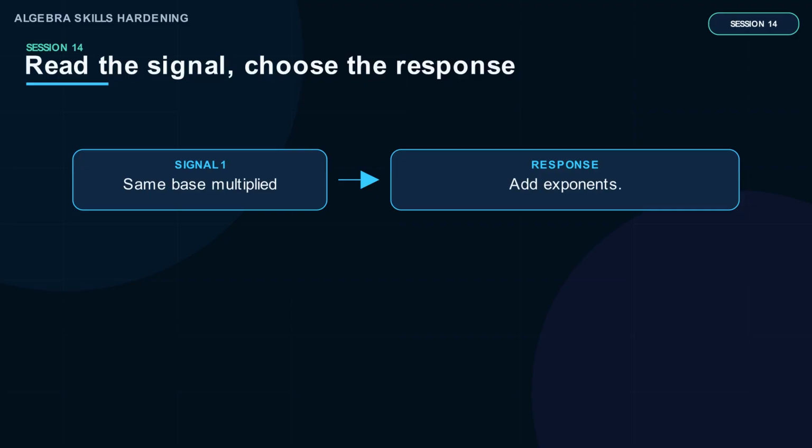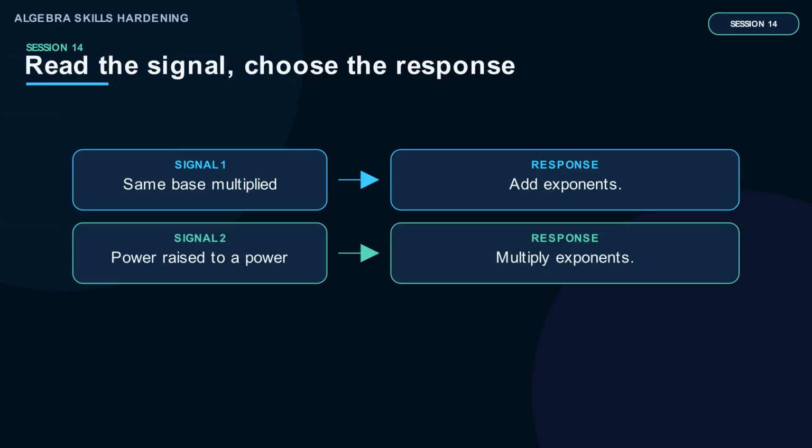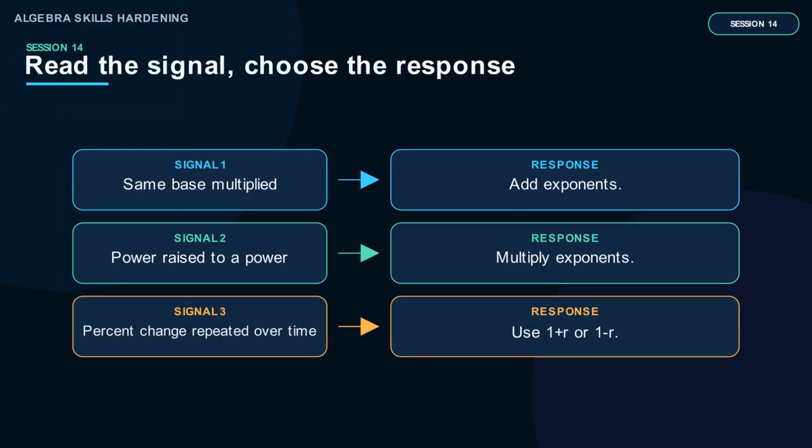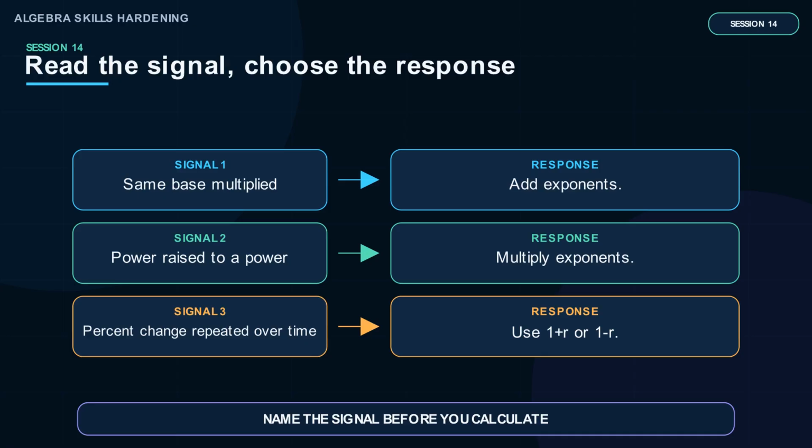Signal 1 is same base multiplied. Respond by remembering to add exponents. Name the response before calculating. Signal 2 is power raised to a power. In that case, multiply exponents. The form tells you which tool fits. Signal 3 is percent change repeated over time. Remember, use 1 plus r or 1 minus r. This separates plausible from valid answers. If you cannot name the signal, slow down. Deliberate classification is faster than repairing rushed algebra.